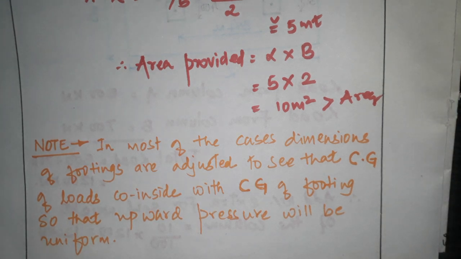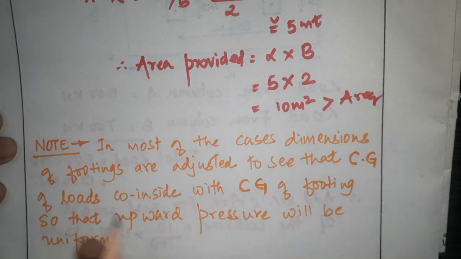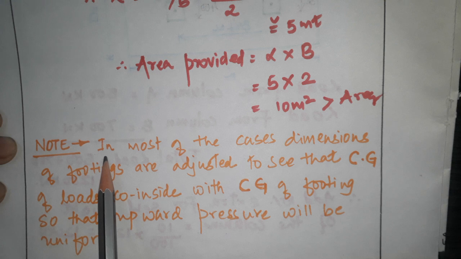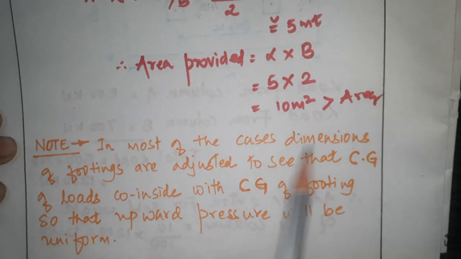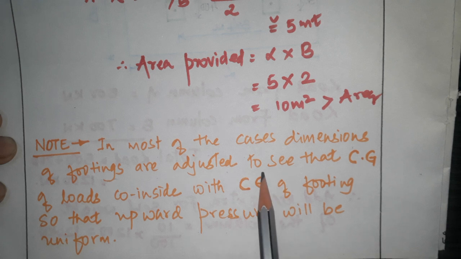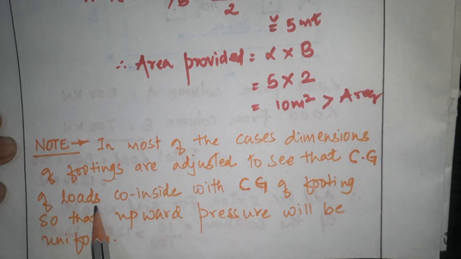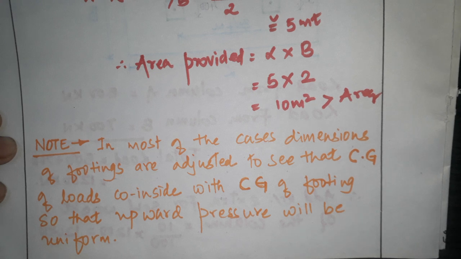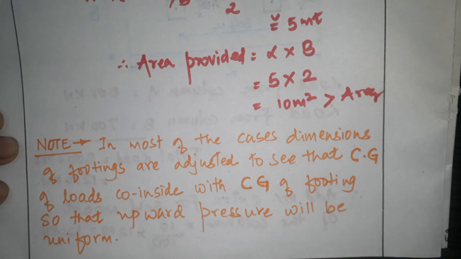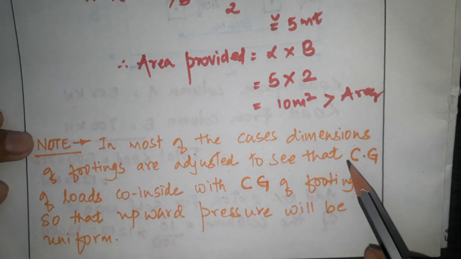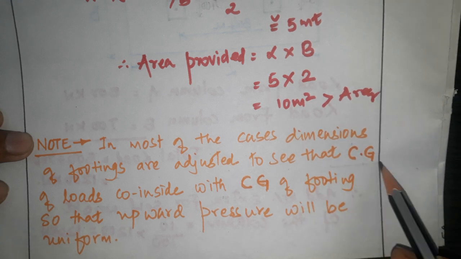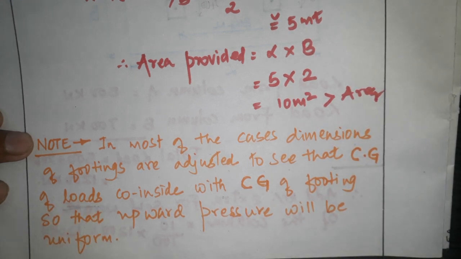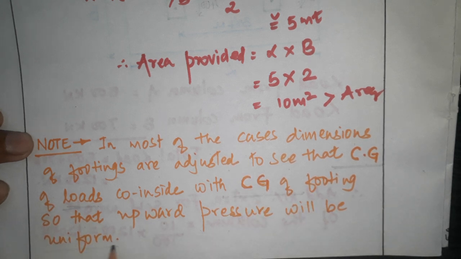So what does it mean? So when you fix the dimensions of footing, what you have to do? In most of the cases, dimensions of footings are adjusted to see that CG of loads coincide with CG of footing so that upward pressure will be uniform. So what does it mean? First of all, we have to adjust CG of load that should coincide with CG of footing so that the upward pressure will be uniform.